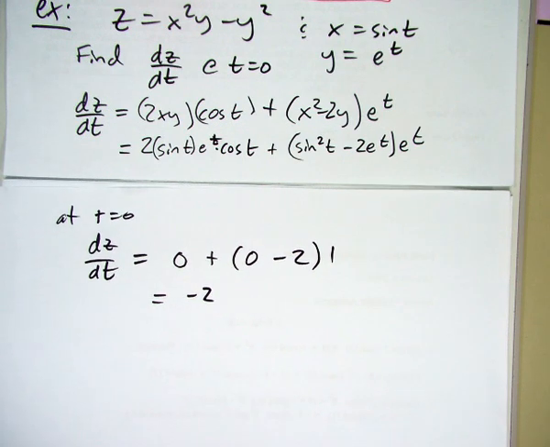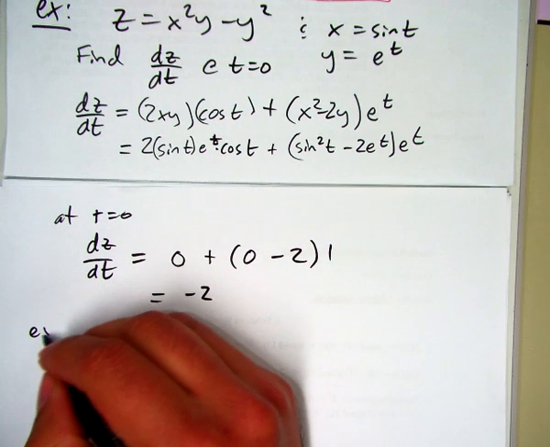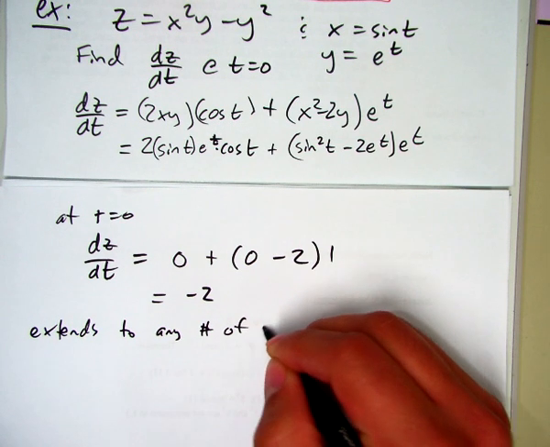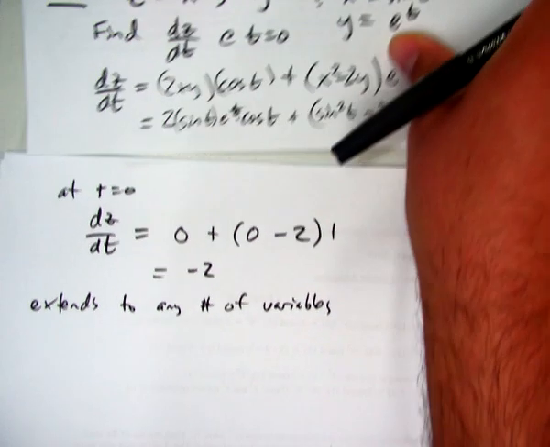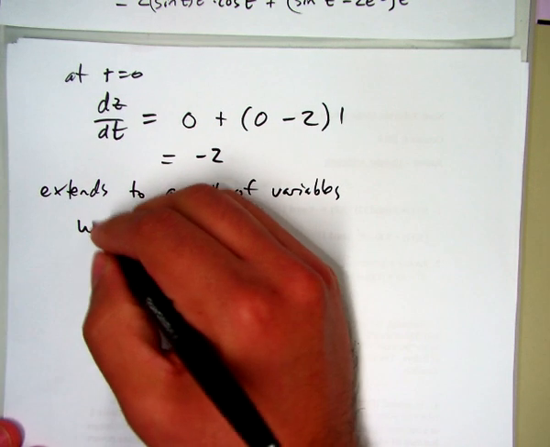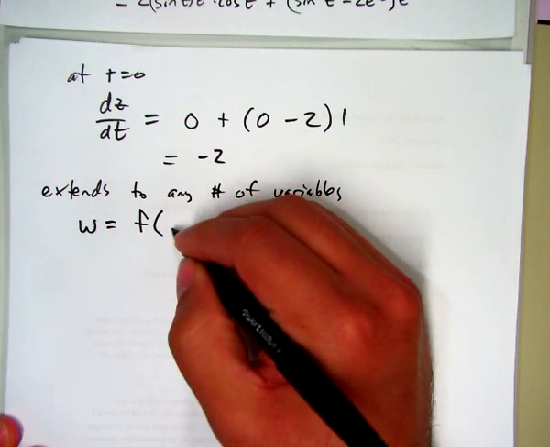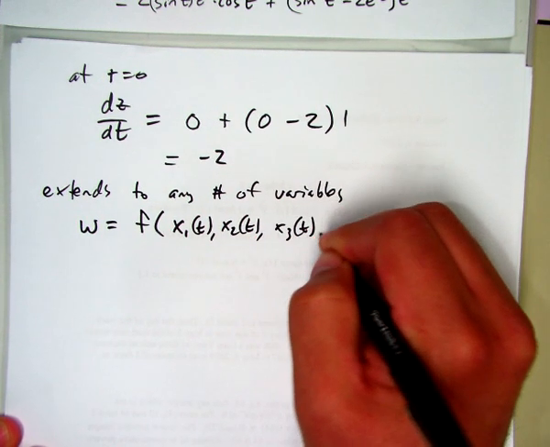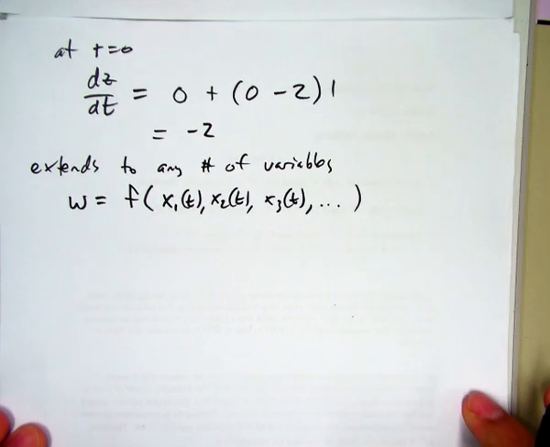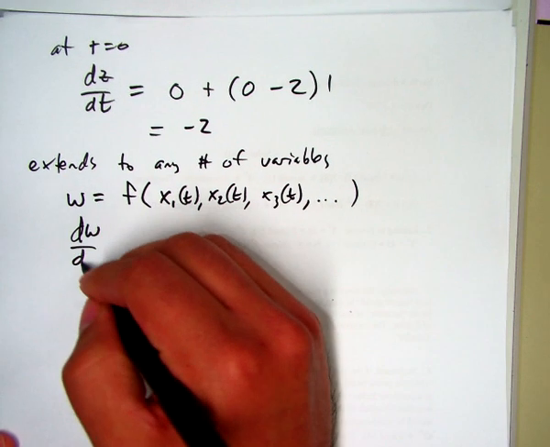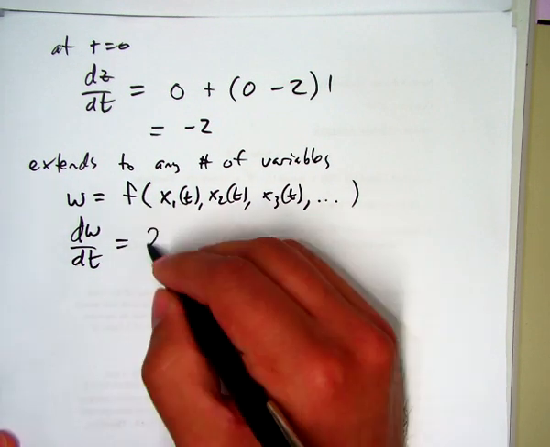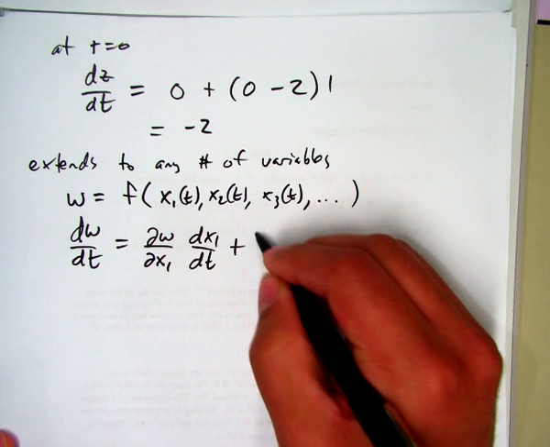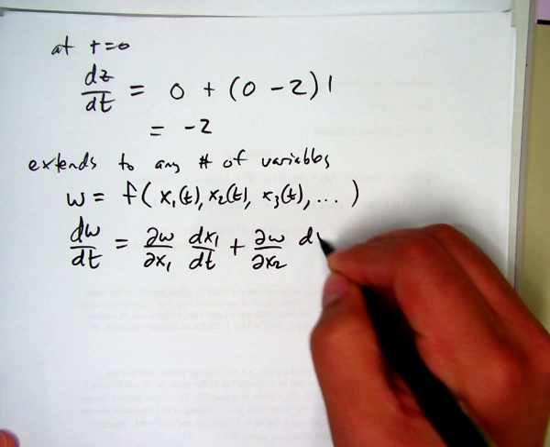Okay. So this idea extends to any number of variables. So if you have w equals f of, and let's say we have x1 of t, x2 of t, x3 of t, and so on, and we wanted to calculate dw dt, you do the same principle we applied earlier. So you do partial w, partial x1, dx1 dt, plus partial w, partial x2, dx2 dt, and so on.